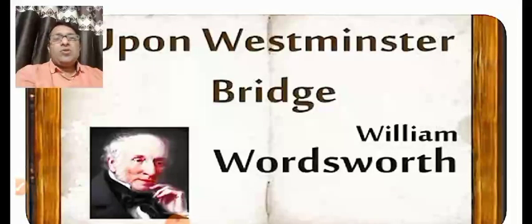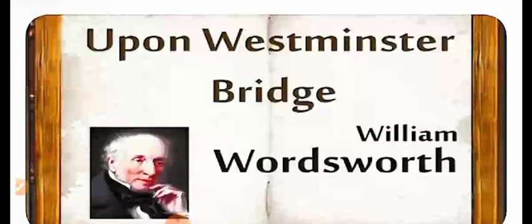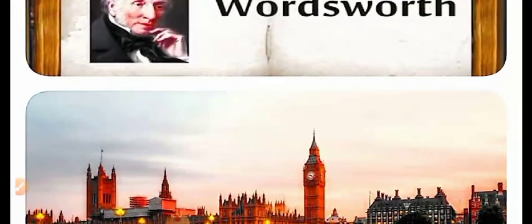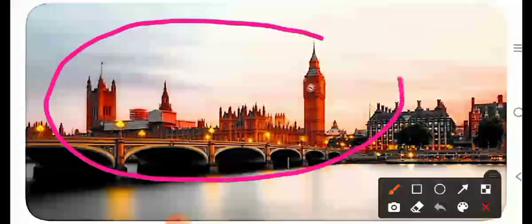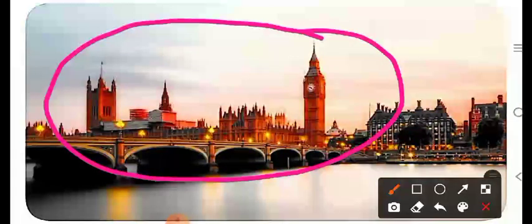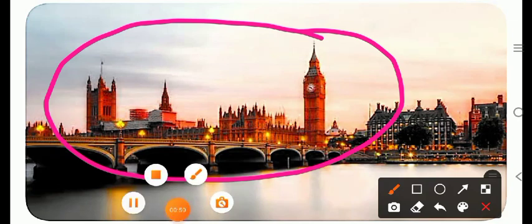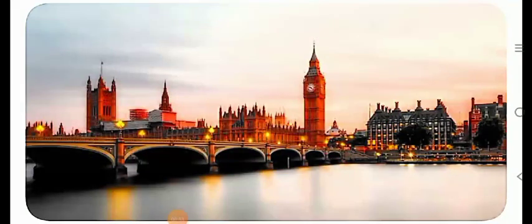Before discussing the poem, let us talk about some of the important activities related to the poem. Before talking about the activities, look at the picture. This is the picture of the well-known Westminster Bridge, which was built over the River Thames in London. One can take in a beautiful view of London from this bridge. So let us talk more about the given bridge and the various sights one can experience from the bridge with the help of the poem.